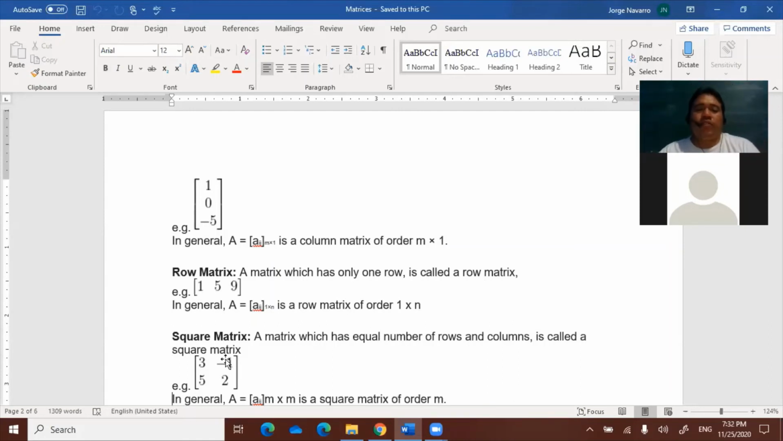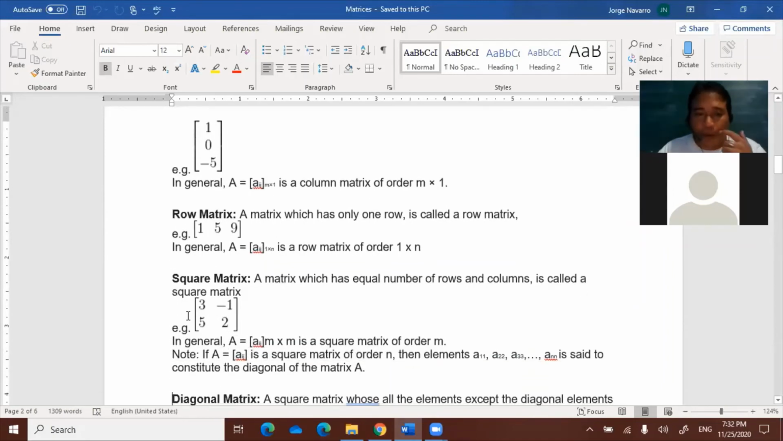So notice this one. It is a square matrix that has 2 rows and 2 columns. In general, this matrix A has m rows by m columns, so the same number of rows as the number of columns, which is 2 by 2. So it is a square matrix of order m.